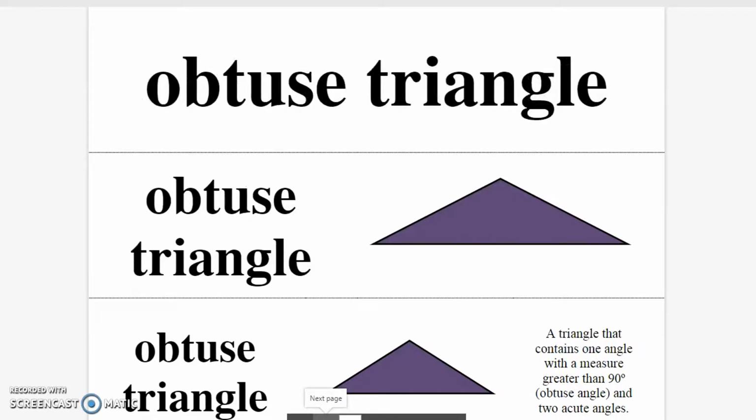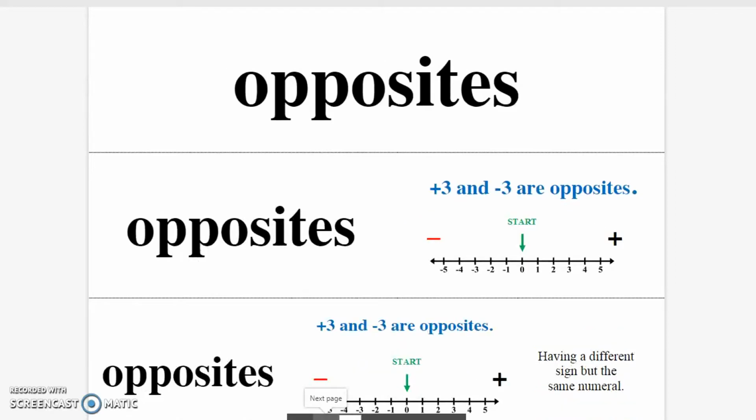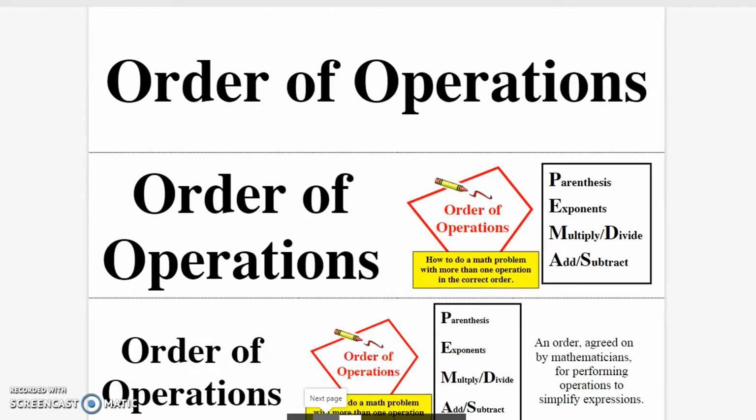Obtuse triangle. A triangle that contains one angle with a measure greater than 90 degrees and two acute angles. Opposites. Having a different sign but the same numeral. Order of operations. An order agreed on by mathematicians for performing operations to simplify expressions. Parentheses, exponents, multiply and divide, add and subtract.